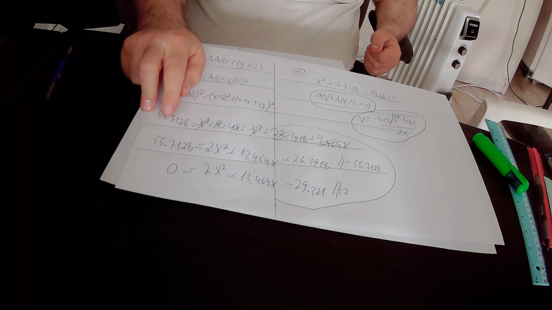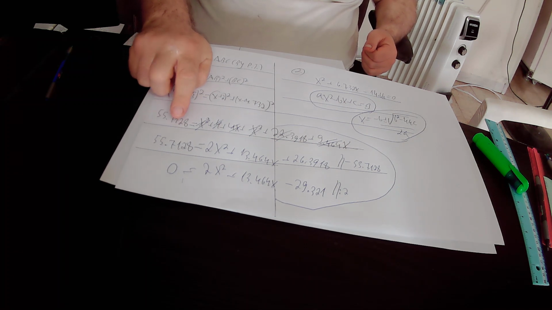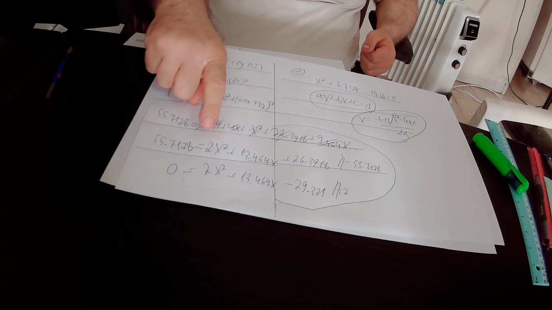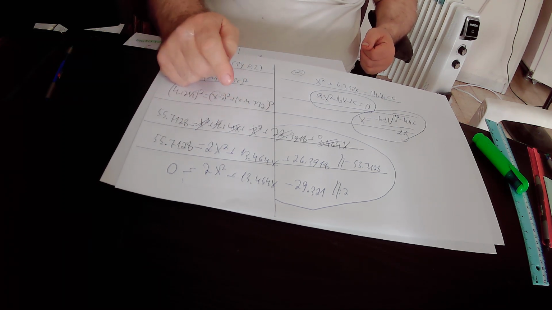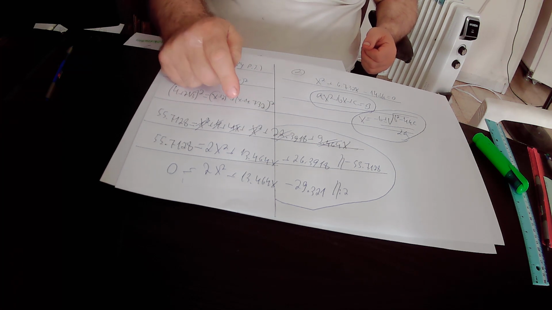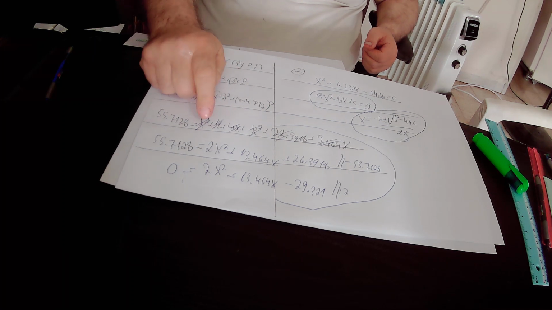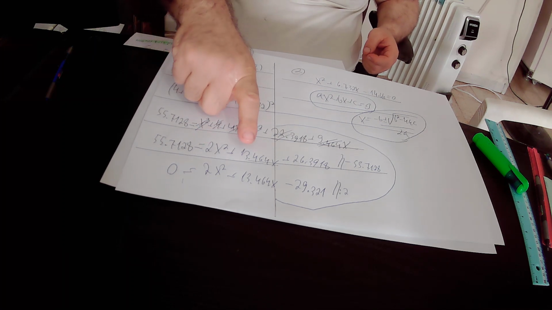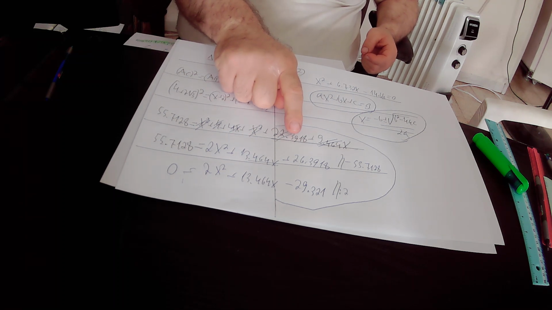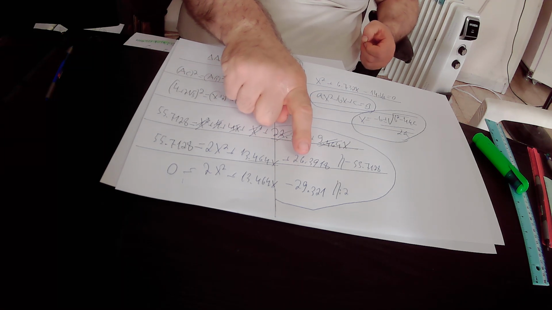Here we subtracted 55.7128 from this equation, so in this side of the equation we are left with nothing, 0. In the other side of the equation we are left with 2x² plus 14.464x, and we have here 26.3918 minus 55.7128 equals minus 29.321.